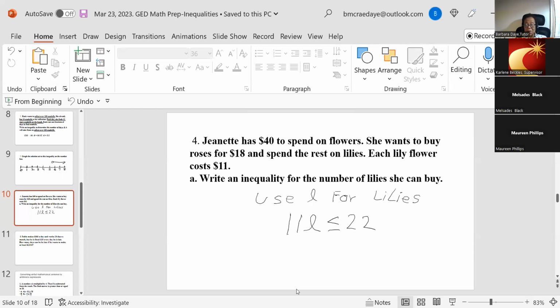You're very thoughtful, Marie. You got the answer, but I want you to put it in an inequality. Yeah, that's my problem. The inequality first messed up my brain. At $11 for one lily, it is 11 times the L for lilies, and you have $22 left after you buy the roses, right? So less than or equal to 22, and your answer would be 2. That's the most lilies you could buy. You can't buy half of a lily.